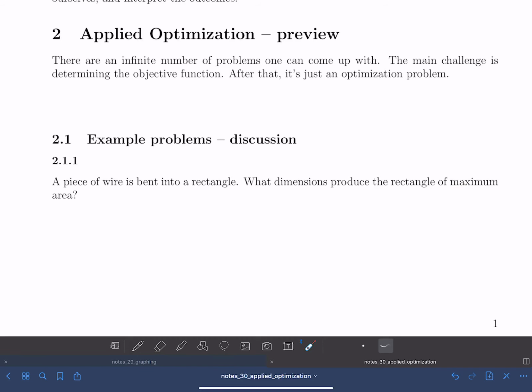So in this particular problem, we're going to maximize area. And we're going to come up with area as a function, and that's going to be our objective. So let's turn the page.